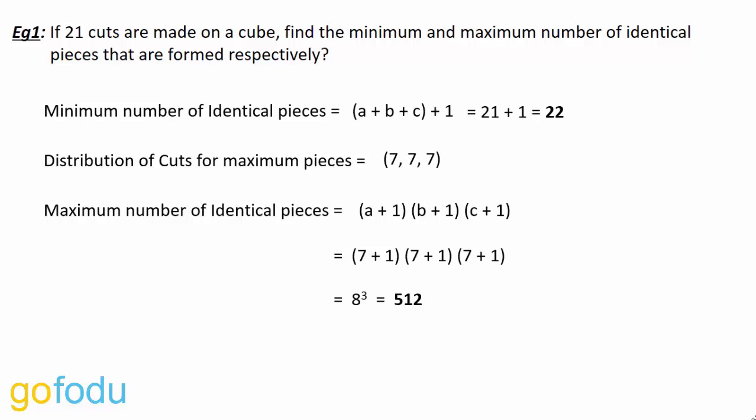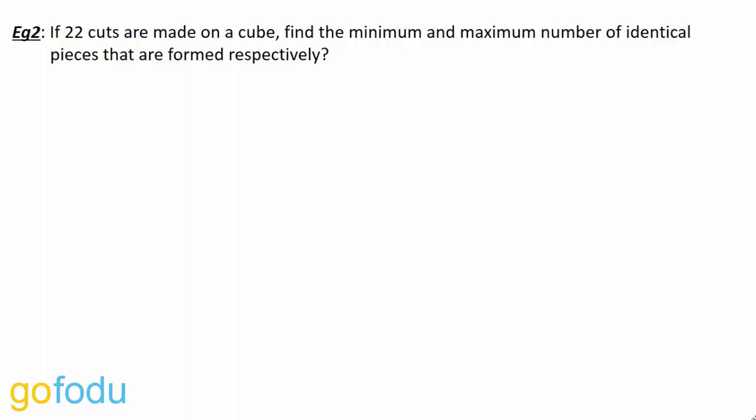Let's take a case in which number of cuts cannot be distributed equally along the 3 dimensions. 22 cuts are made and maximum number of identical pieces are asked. Suppose these 22 cuts are distributed as 8, 8 and 6. In this case, maximum identical pieces will be 9 into 9 into 7, 81 into 7, 567.